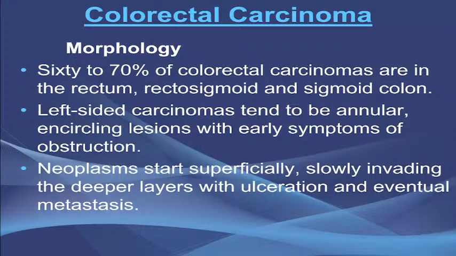60 to 70% of colorectal carcinomas, as I think we've already mentioned several times, are seen in the rectum, the rectosigmoid, and the sigmoid colon. So the left side of the colon, so to speak. They tend to be annular, encircling lesions, often described as napkin ring. If you think about being at dinner and you have the ring that holds a napkin, they are that sort of encircling annular lesions or napkin ring lesions. And therefore, they present with early symptoms of obstruction.